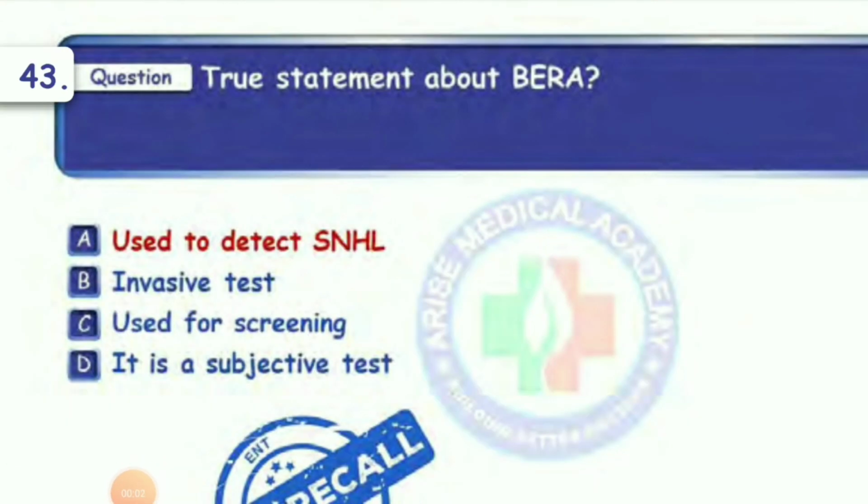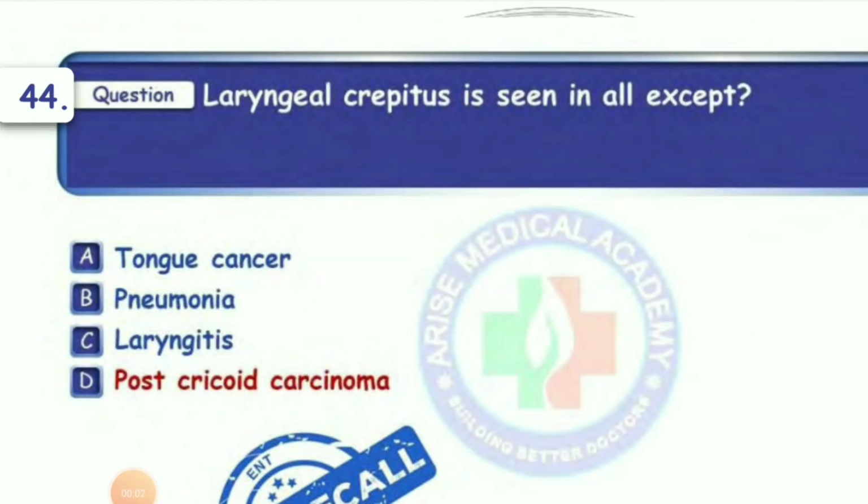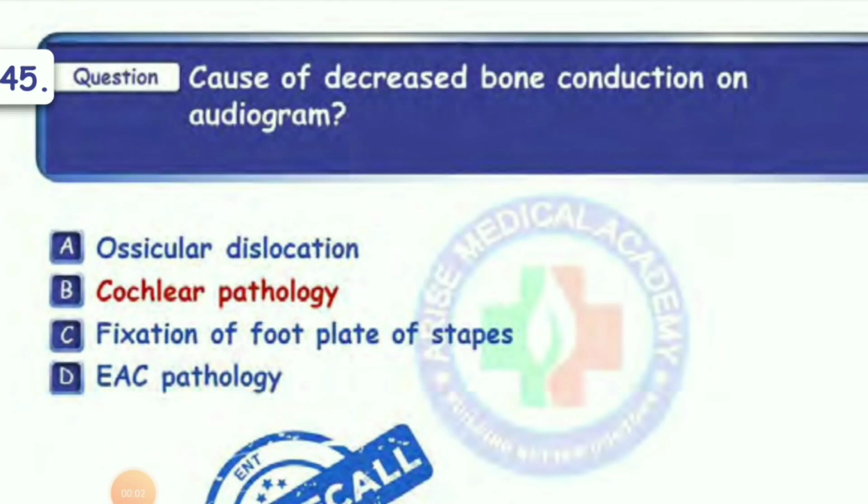Next question. True statement about PTA. The answer is used to detect SNHL. Next question. Laryngeal crepitus is seen in all except: options are tongue cancer, pneumonia, laryngitis, and post-cricoid carcinoma. The answer is post-cricoid carcinoma. Next question. Cause of decreased bone conduction on audiogram. Options are ossicular dislocation, cochlear pathology, EAC pathology, and fixation of footplate of stapes. The answer is cochlear pathology.